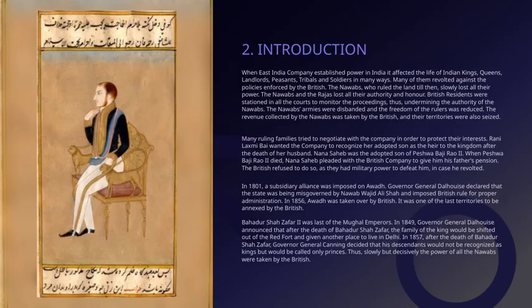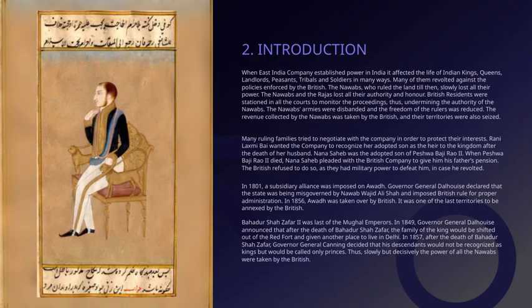In 1801, a significant event was the imposition of a subsidiary alliance on Awadh. Governor-General Dalhousie declared that the state was poorly governed under Nawab Wajid Ali Shah and decided to take direct British control for better administration. By 1856, Awadh was fully annexed and became part of British territory, one of the last regions to be taken over.